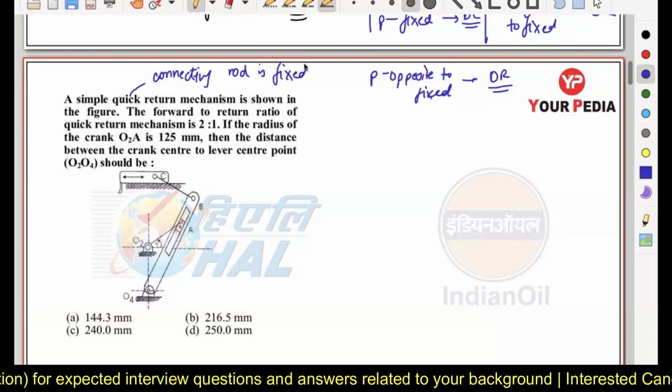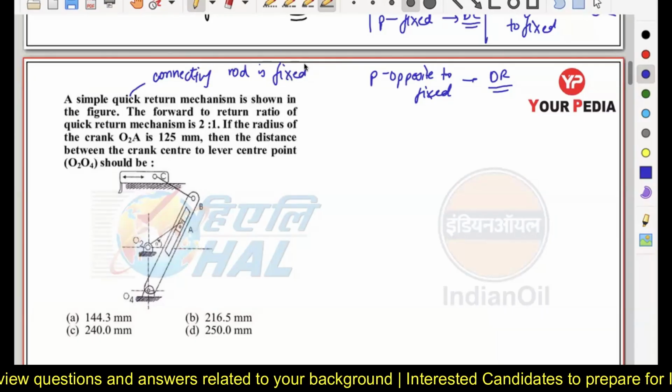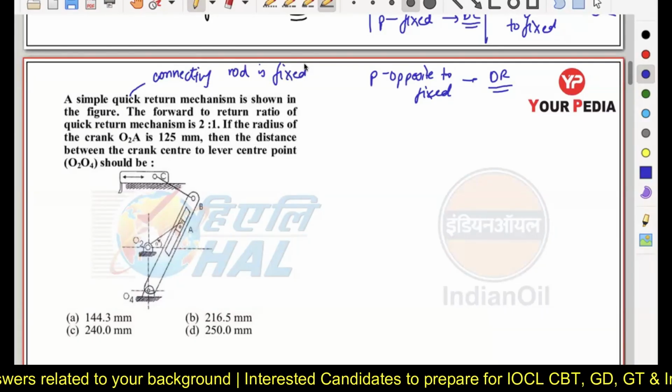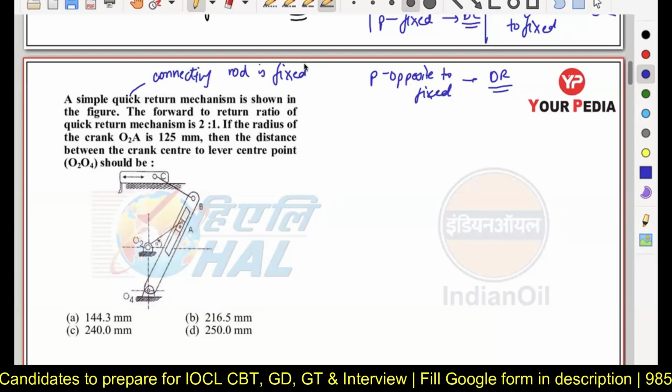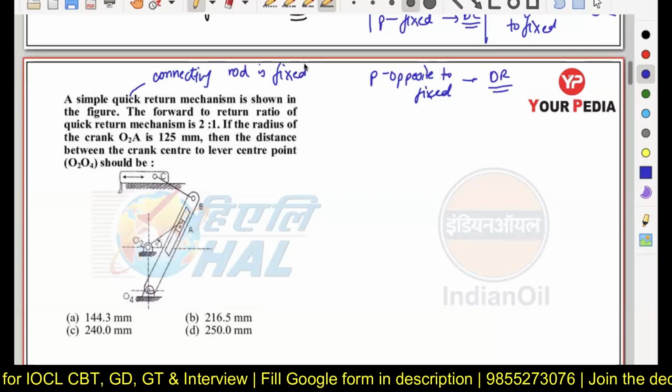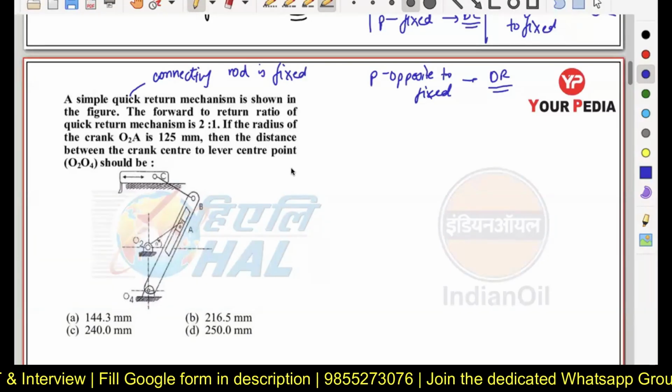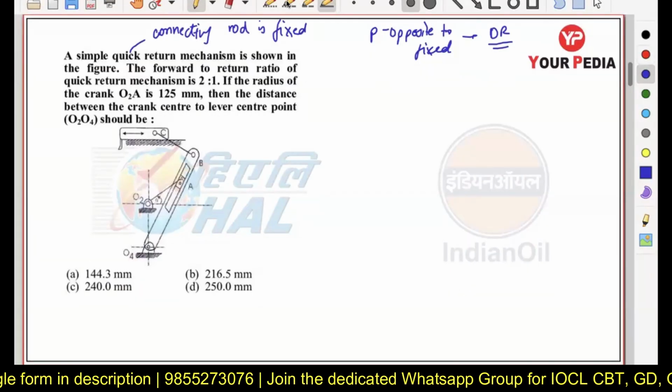It is basically used in the shaping machine and the planer machine because in this case the return stroke takes less time as compared to the cutting stroke, and our return is very quick as compared to the cutting. That is why.